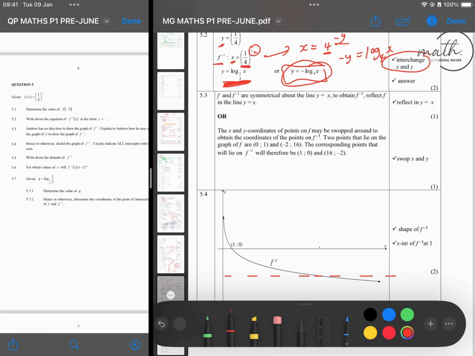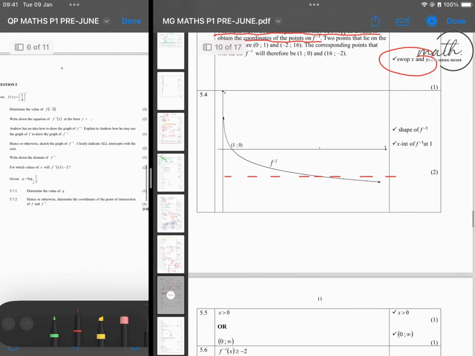That's basically it. As you can see, swap x and y gives you the mark that they give. Otherwise, you may say the x and the y coordinates of f may be swapped around to obtain the coordinates of the inverse of f. That's basically enough.